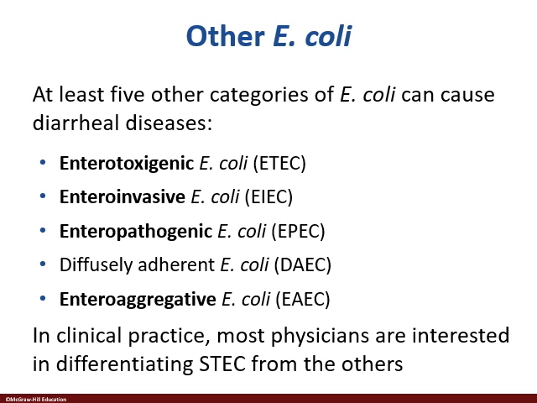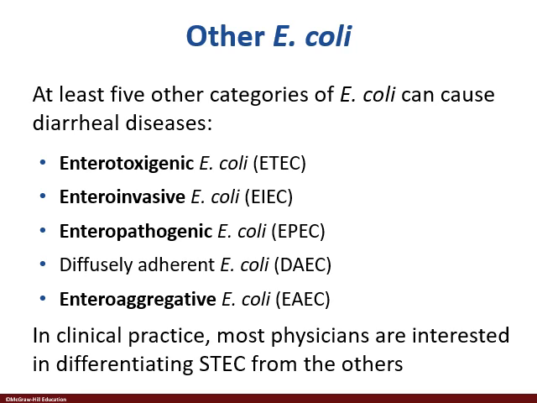Now, there are other E. colis. There are a total of 6 E. colis that we focus on when it comes to diarrheal diseases. First one being the Shiga producing. You have enterotoxigenic, enteroinvasive, enteropathogenic, diffusely adherent, and enteroaggregative. Each of these is going to have its own characteristic means of attachment and doing damage.